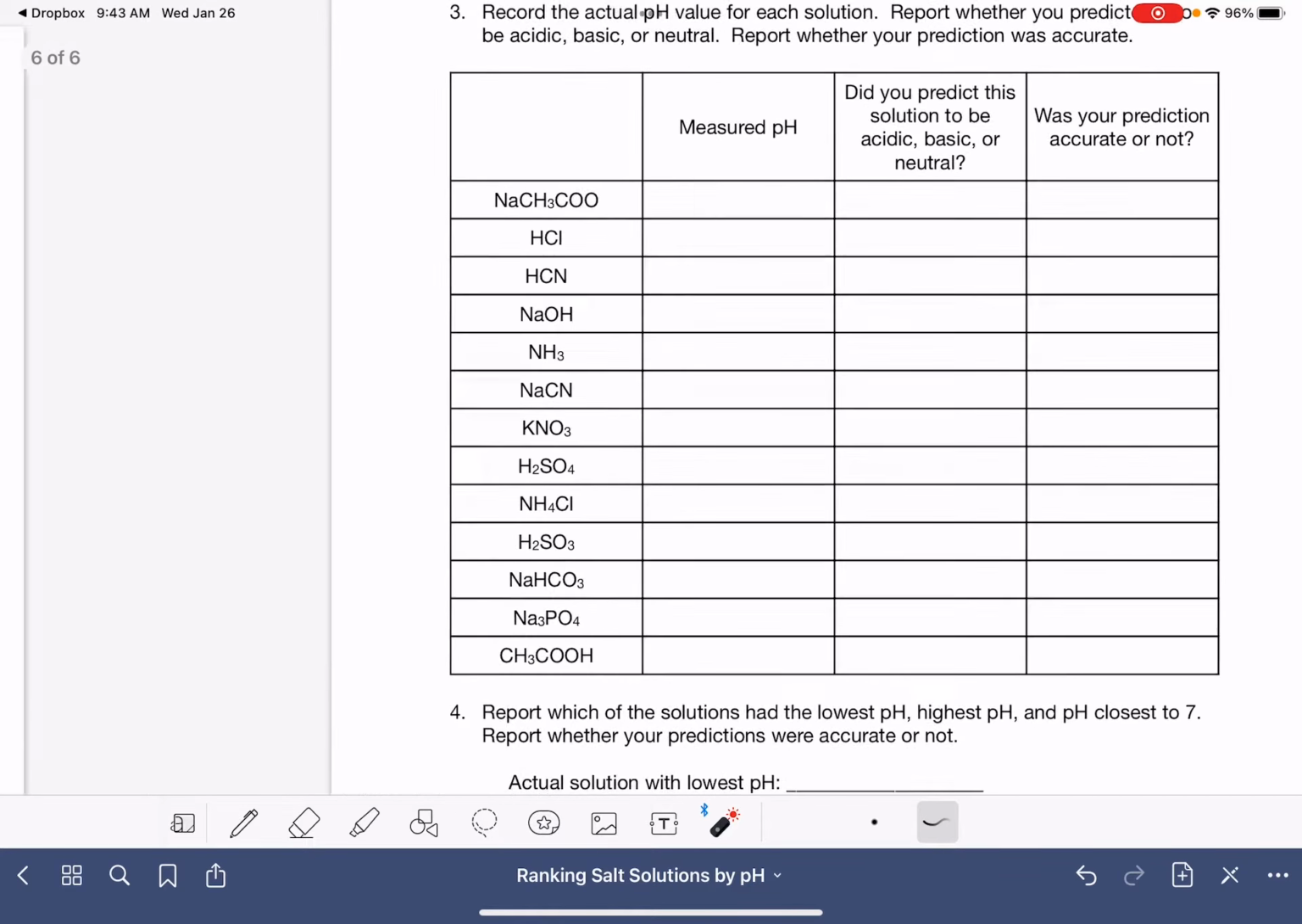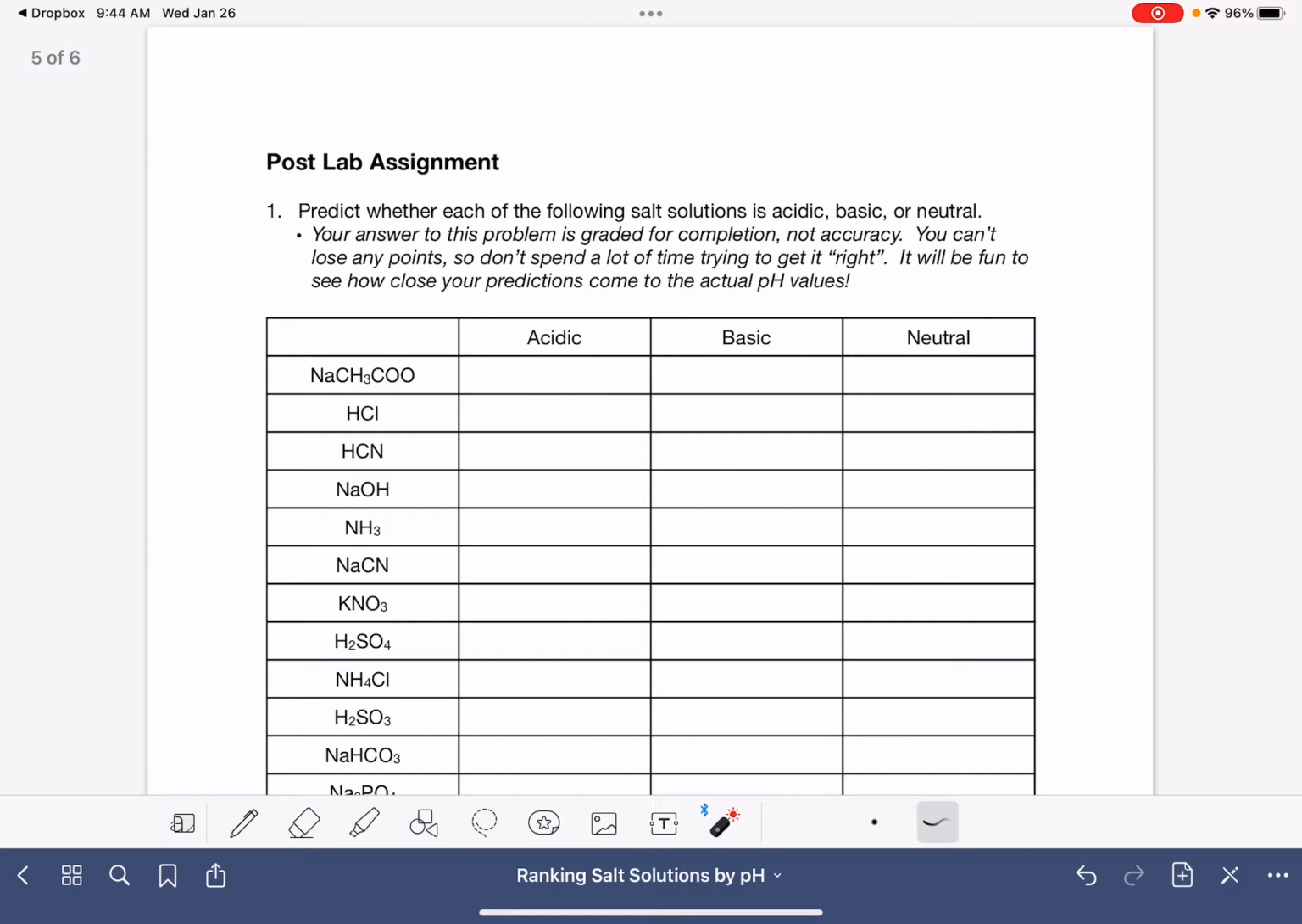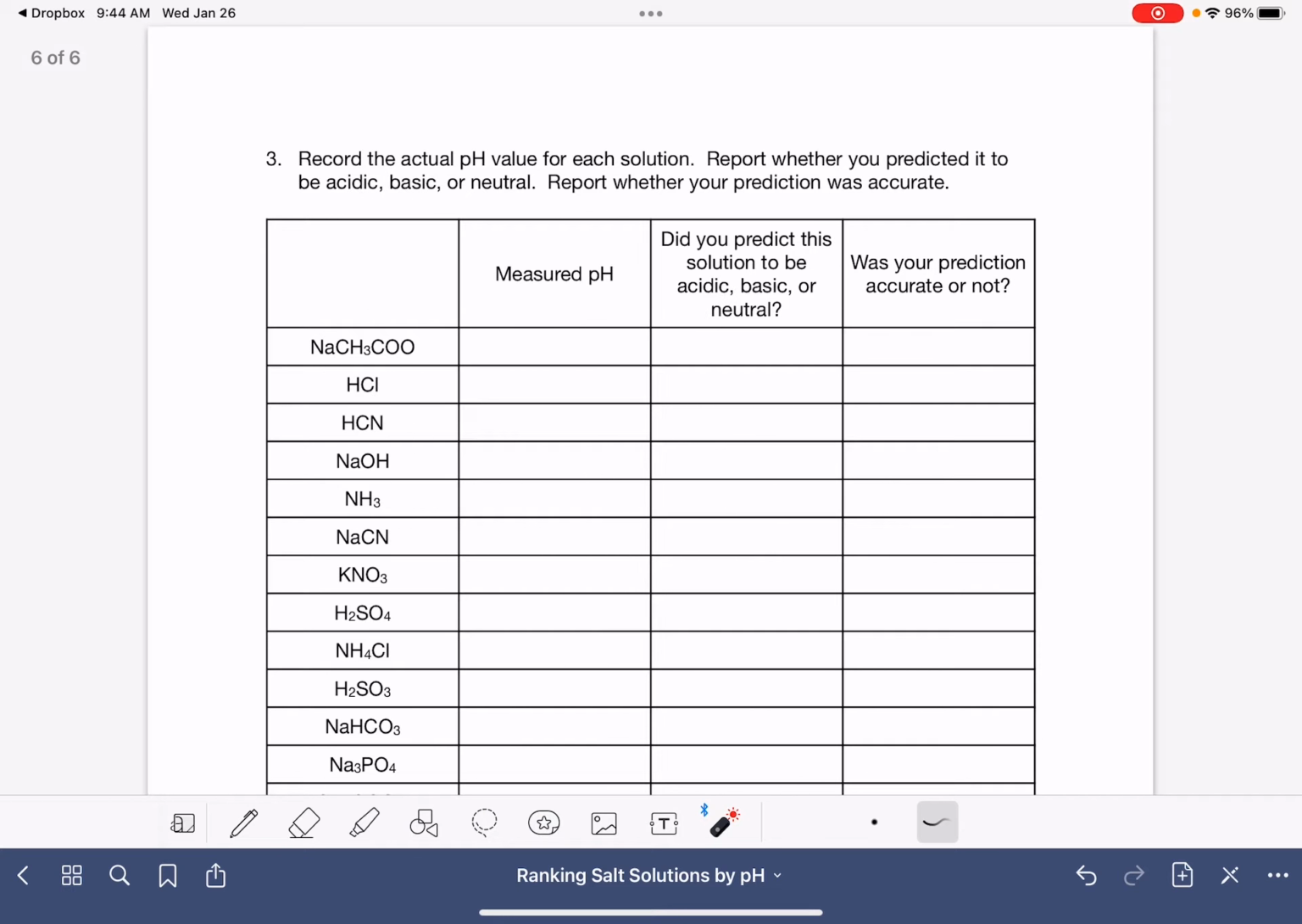So you'll refer back to this first page and you'll say, oh, maybe you predicted this guy to be acidic. So over here, you'll say that you predicted this to be acidic. And then you will answer this question based on what the measured pH is. So let's say that the measured pH was 10, which is a basic pH. In this situation, no, your prediction that it was acidic is not accurate.